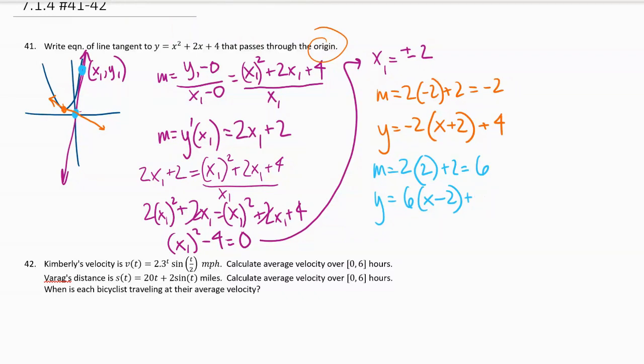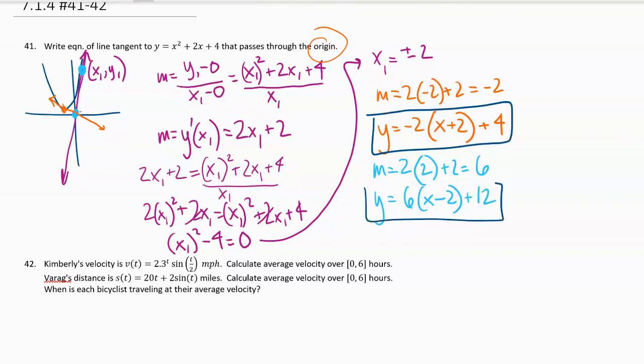Wait, that's not right. Let's try that again. If I plug 2 into my original function, I get 4 plus 4 plus 4, which is 12. So my two equations of the line tangent would be this one and this one. But again, I chose to do this the hard way. It goes through the origin, so you could have just done y equals negative 2x and y equals 6x. Once you find your slope, if it passes through the origin, it's just y equals mx. You don't have to do a y equals mx plus b situation.